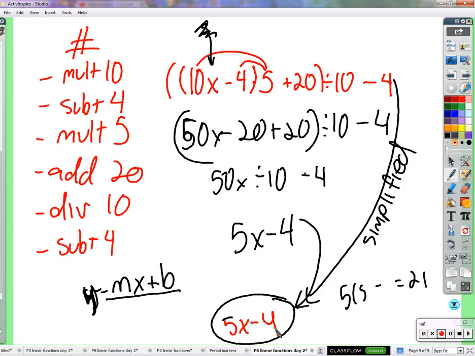Until we can do this smoothly and correctly, until we understand that this expression simplified makes this expression, we'll just keep doing it. Okay? So let's do it again.